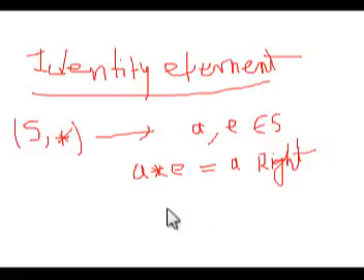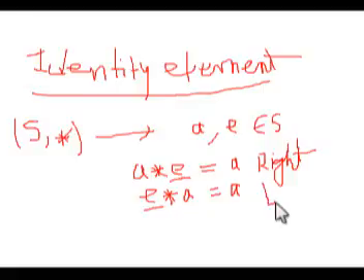And if you take E with the binary composition A, and we get A, then in the first case E is a right identity element, and here in the second case E is a left identity element.